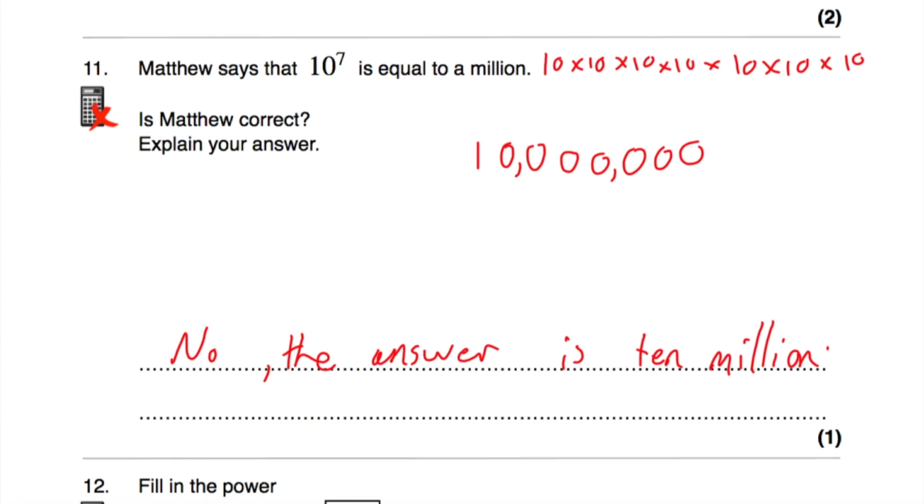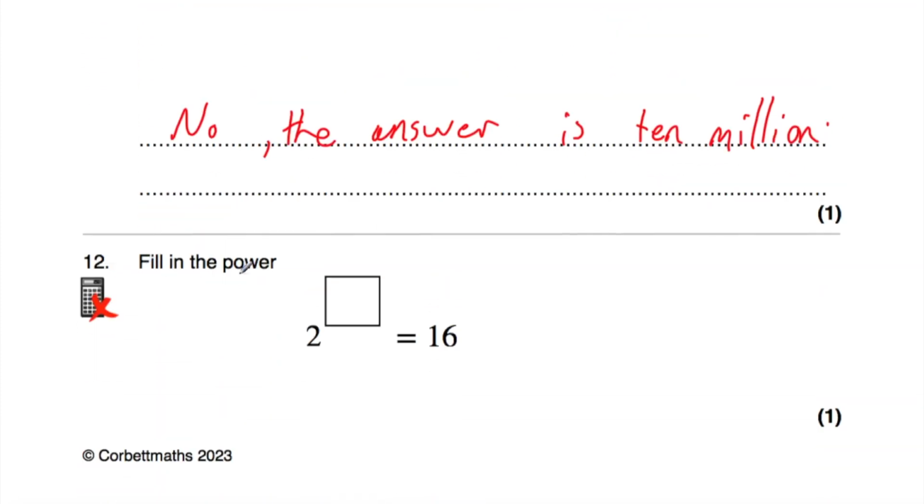Okay, let's have a look at our next question, question number 12. So question number 12, we've been asked to fill in the power. So we've got 2 to the power of something is equal to 16. So let's see what it would be. 2 times 2 is 4, that's not 16. Let's times by 2 again, 2 times 2 is 4, times 2 is 8, that's not 16. Let's times by 2 again. 2 times 2 is 4, times 2 is 8, times 2 is 16. That's it. So that'll be 2 to the power of 1, 2, 3, 4.